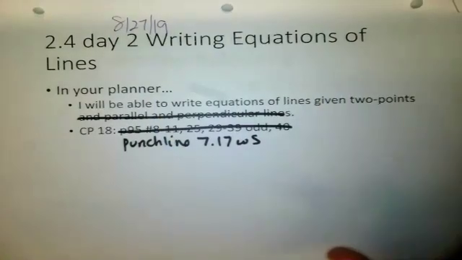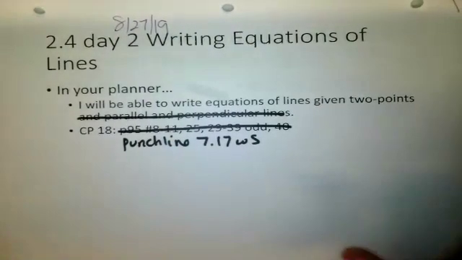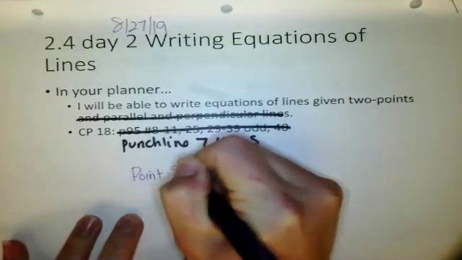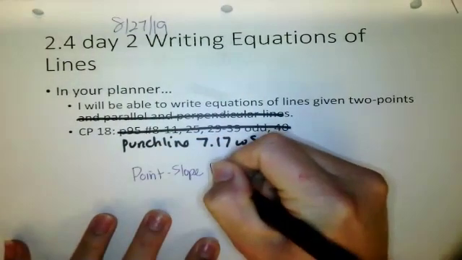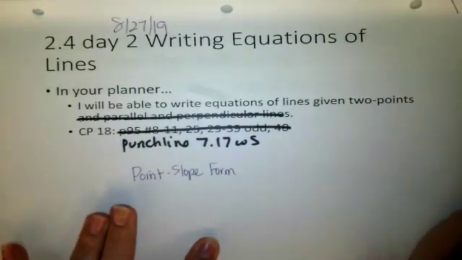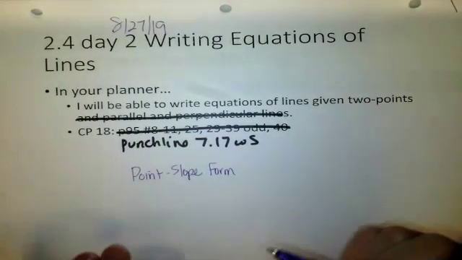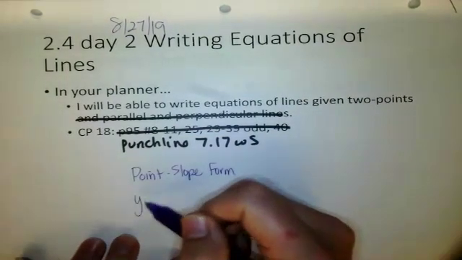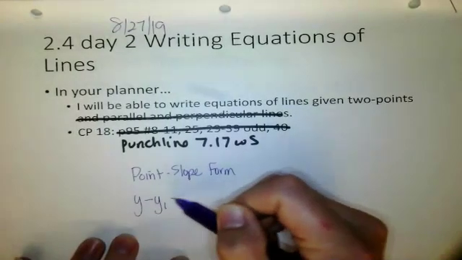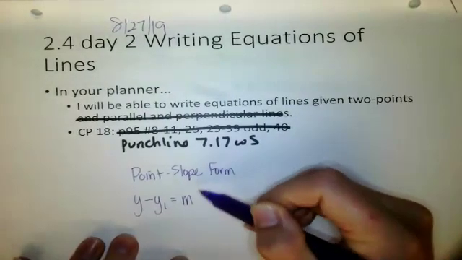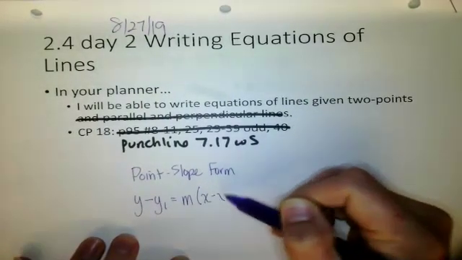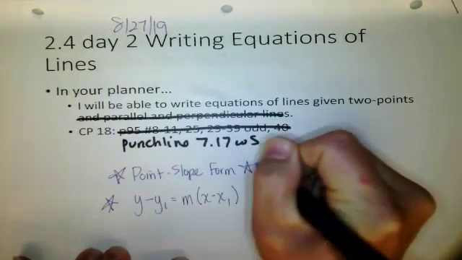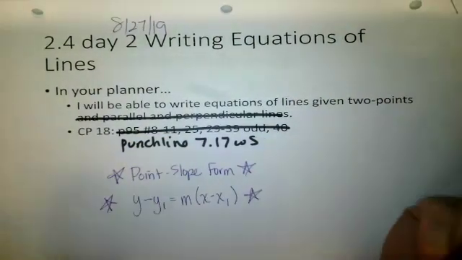So yesterday we were given, if we had a point and a slope, then we would use point slope form to write the equation of the line. What is point slope form? Y minus y1 equals m times the quantity x minus x1. Very good. Ladies and gentlemen, you absolutely need to have this memorized.